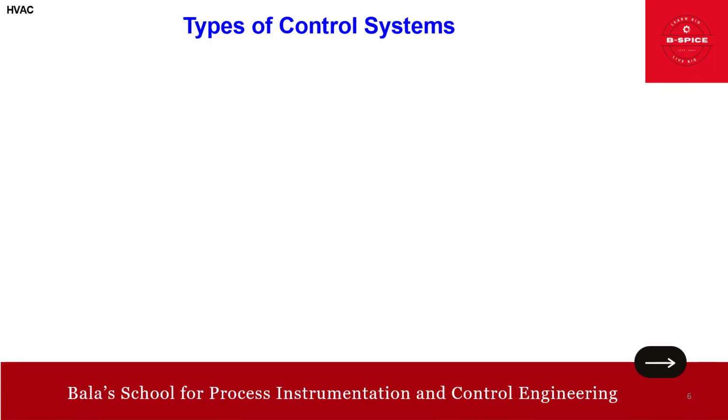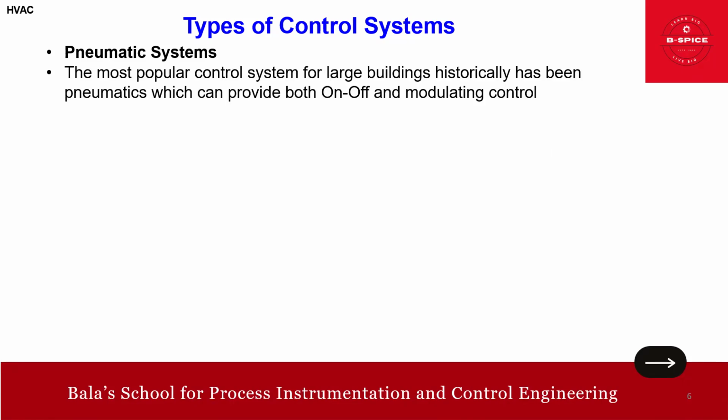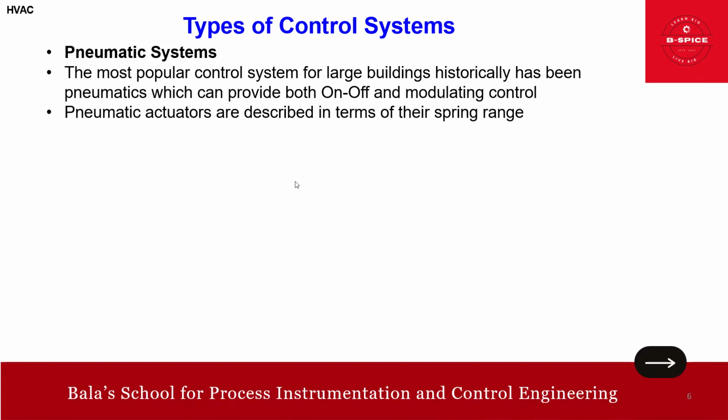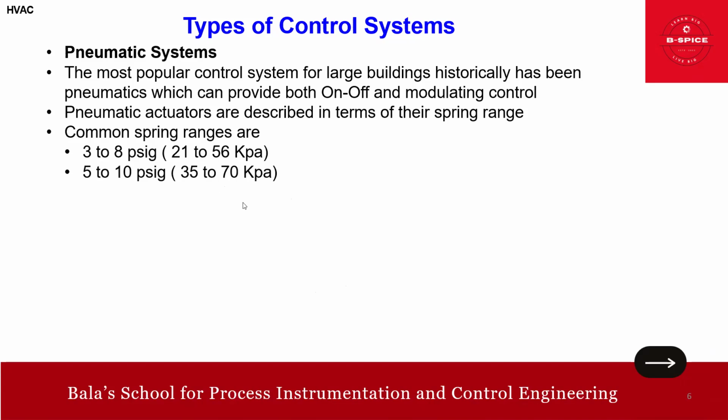Okay. So we talked about the direct acting and the electric and electronic. Now we go into the pneumatic, very famous. The most popular control system for large buildings historically has been pneumatics, which can provide both on and off and of course modulating. The pneumatic actuators are described in terms of the spring range. What are the common spring ranges? 3 to 8 psi, that is 21 to 56 kPa, 5 to 10 psig, which is 35 to 70 kPa, and of course 8 to 13 psig, 56 to 91 kPa.